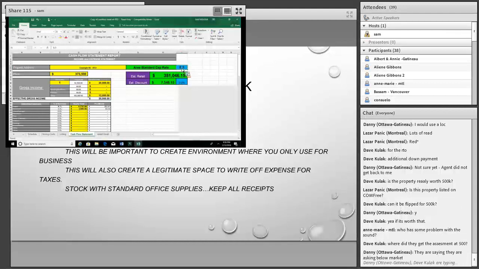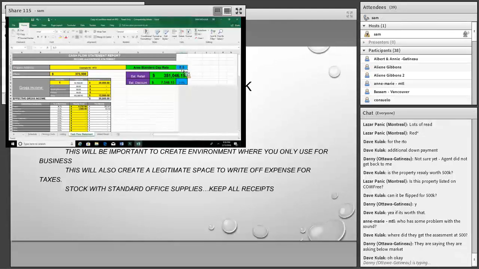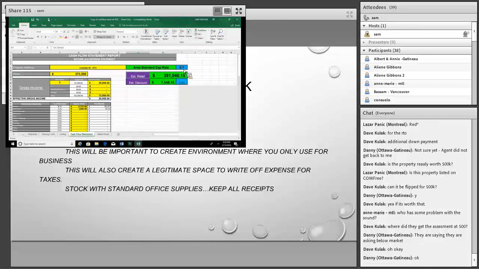Where did they get the assessment of 500? I don't think they did. That was just a number that was in there. They are saying that the asking is below market. So Danny, find out what the realtor is telling you, right? I would prefer it's your realtor, but you can ask their realtor what they believe the real retail price is. That'll give you a better idea of the cap rate, and what the cap rate is.